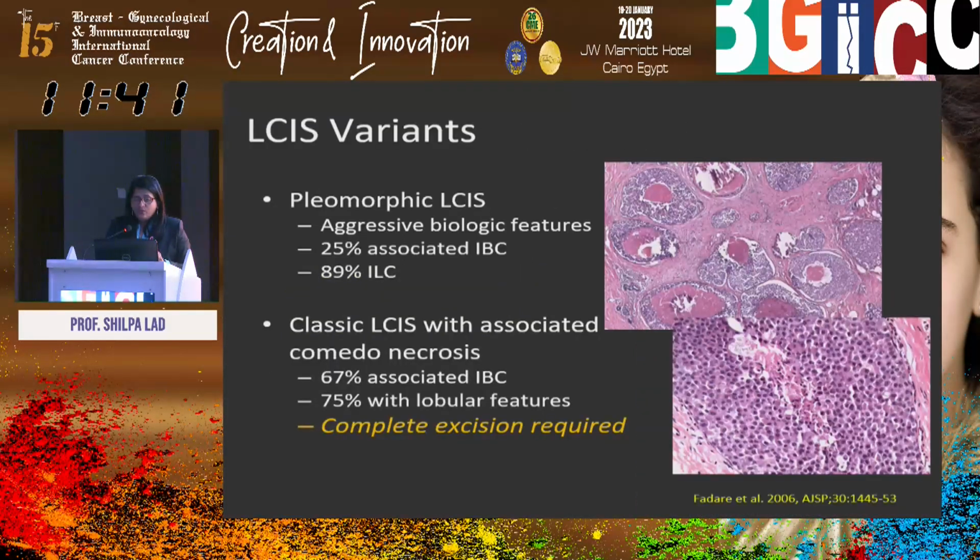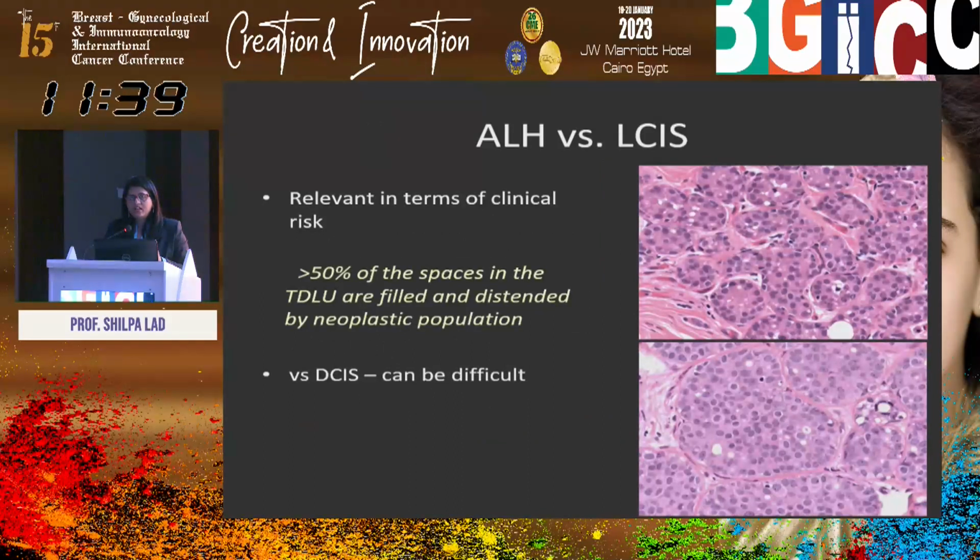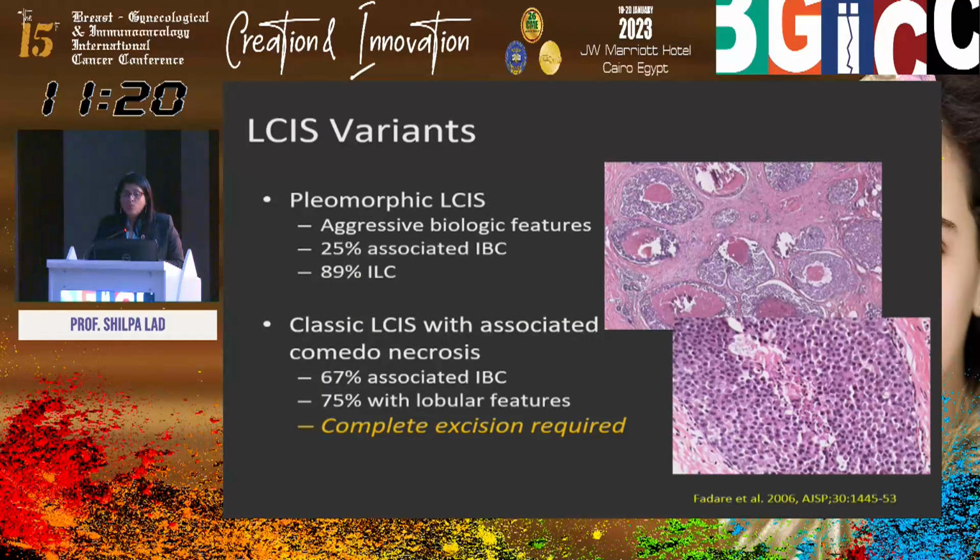What is it that we need to understand here? What we need to understand is, in lobular neoplasias, they have atypical lobular hyperplasia or LCIS. How do they differentiate between the two? When the TDLU is completely filled with these cells, they call it ALH, and when it gets distended, they call it LCIS, okay? Now, within this LCIS, there are 2 subtypes, pleomorphic and classic. If the diagnosis shows classic LCIS, then complete excision is required.